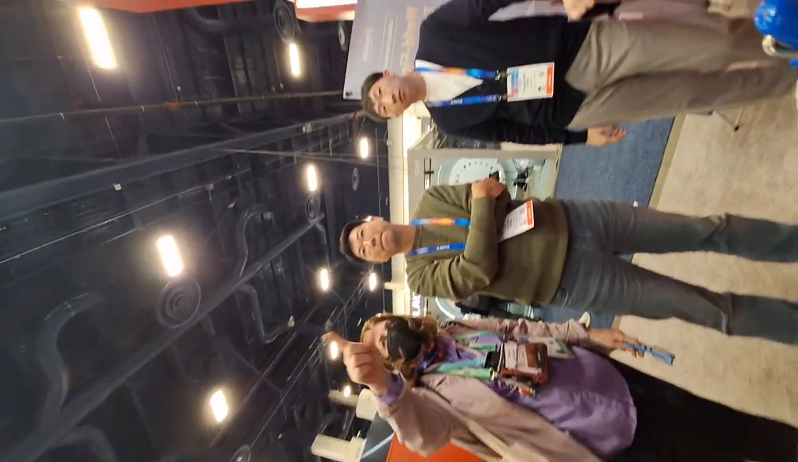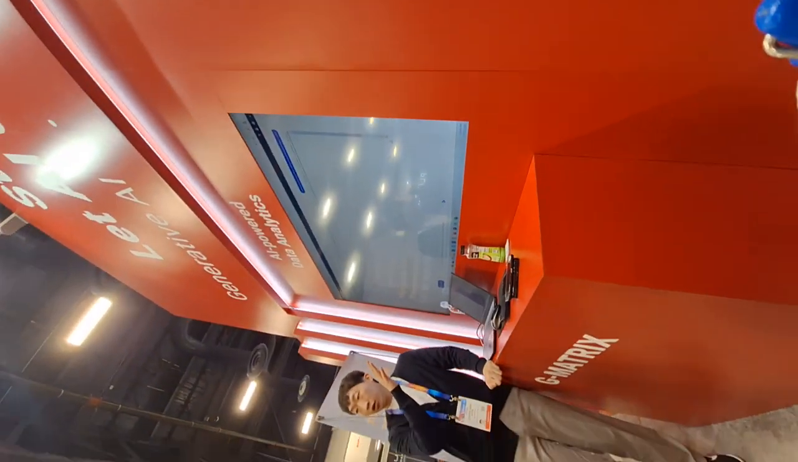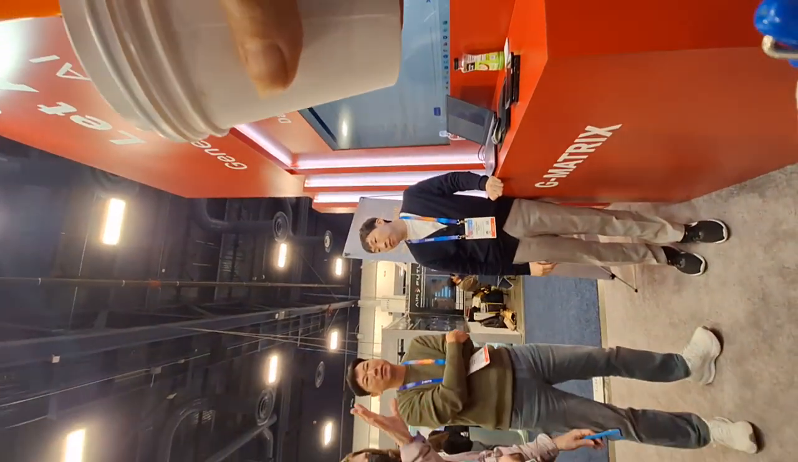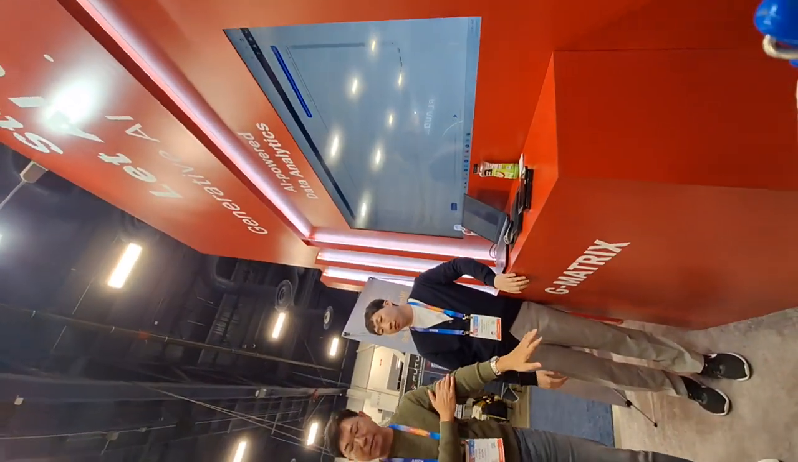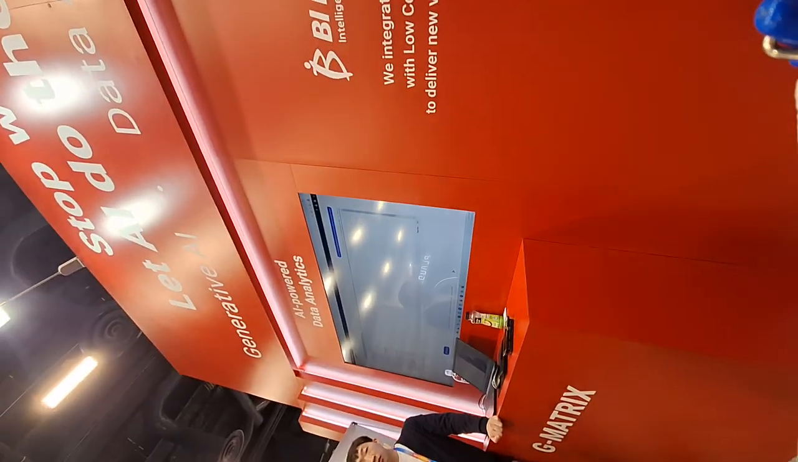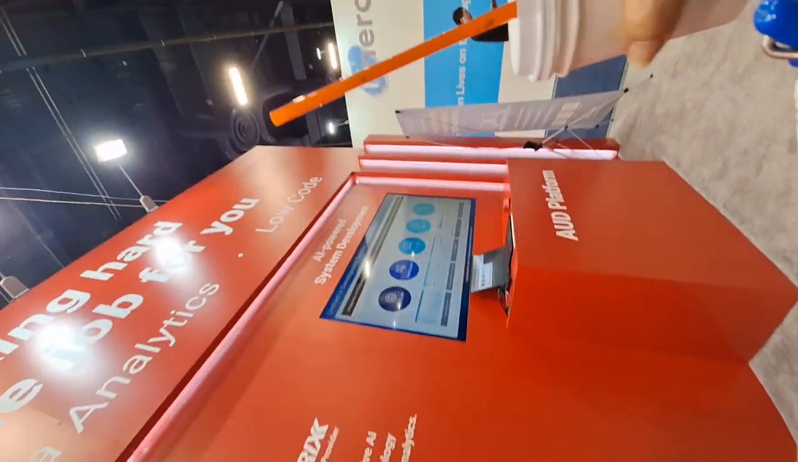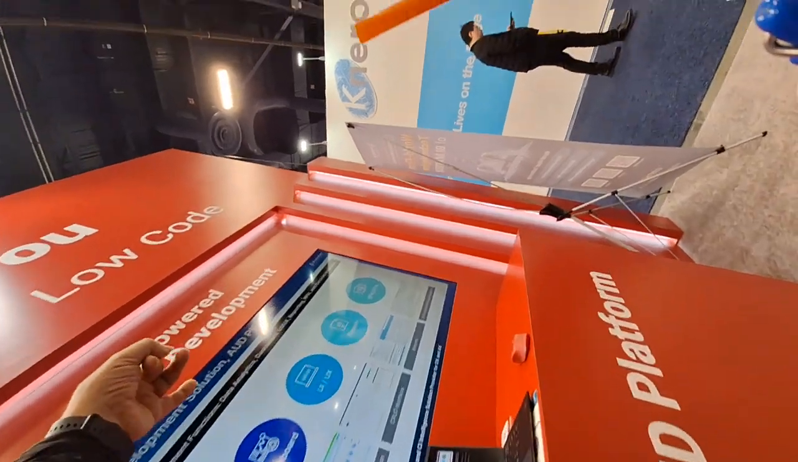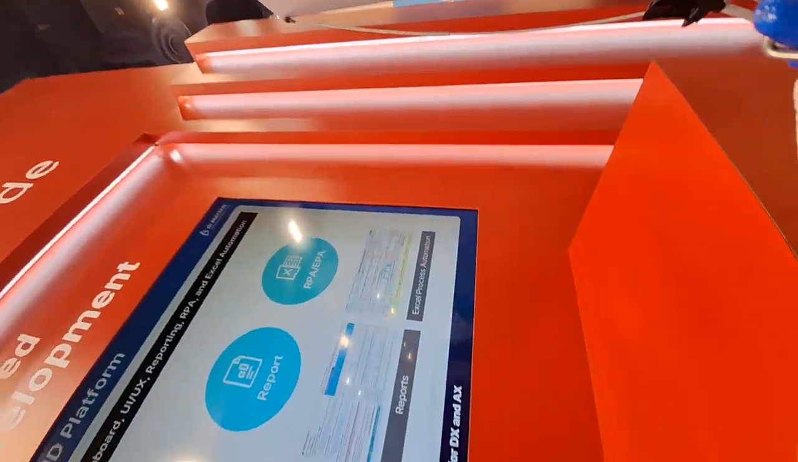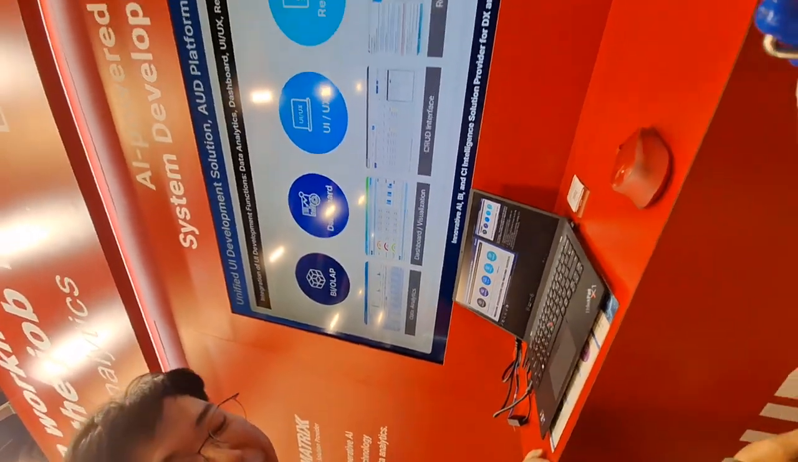It's called BI Matrix. Is that what it's called? It's a company name. Oh, the company name, and this product is called... The brand is called Geometrics, and then it included the platform. And AUD stands for what? Application user development. Application user development. I always mention this is like RPA. Application user development, okay.